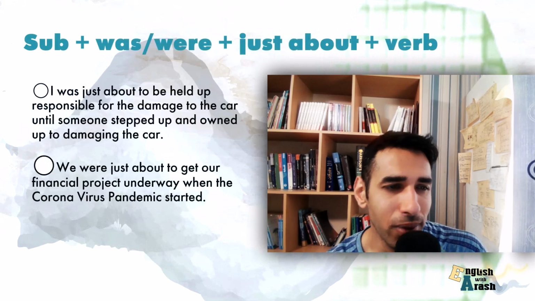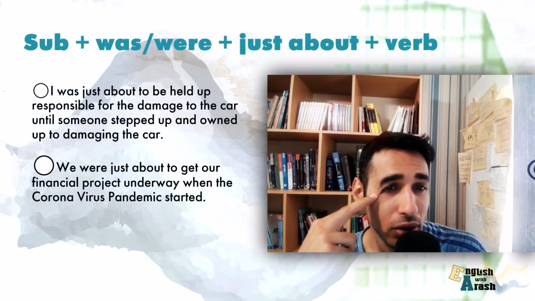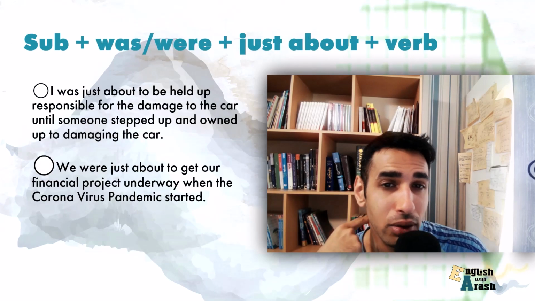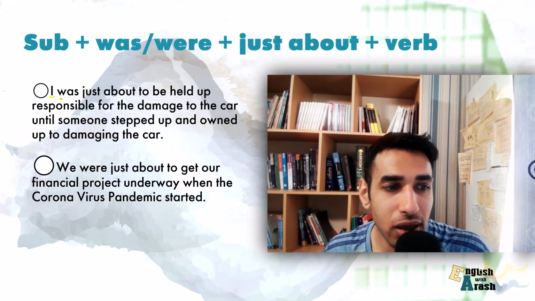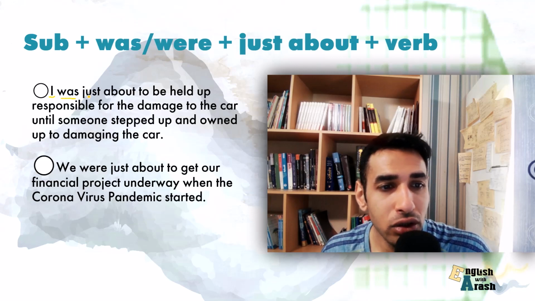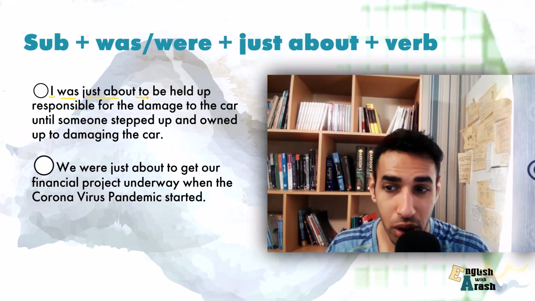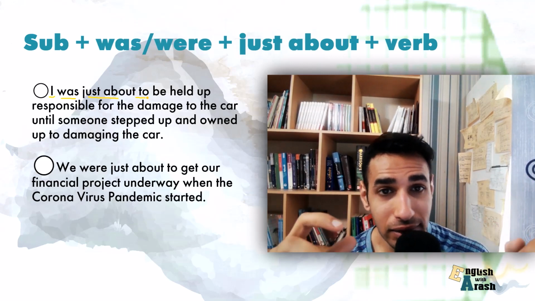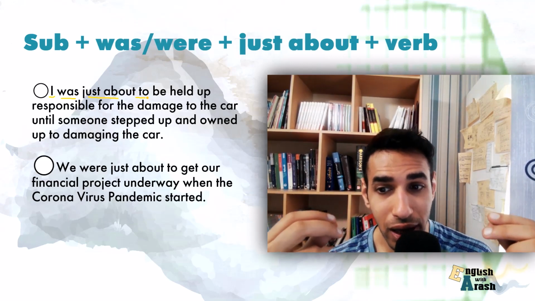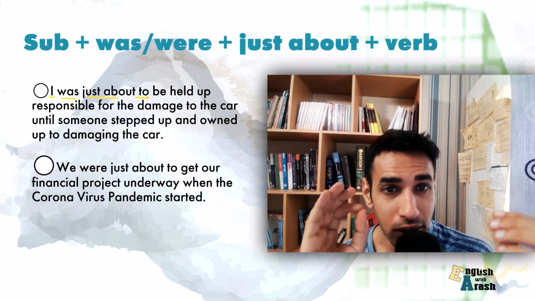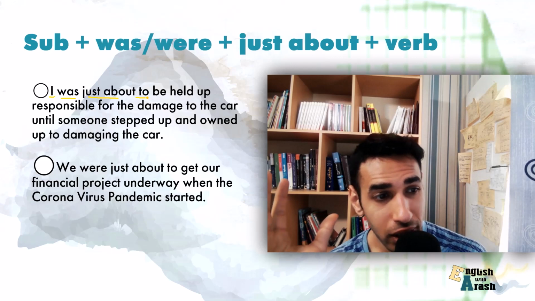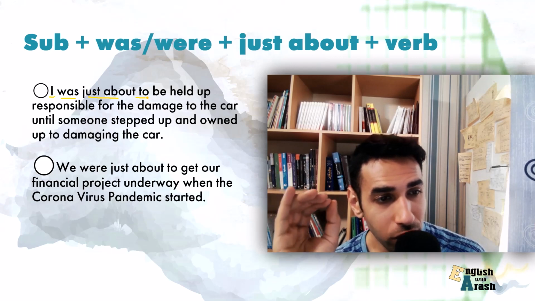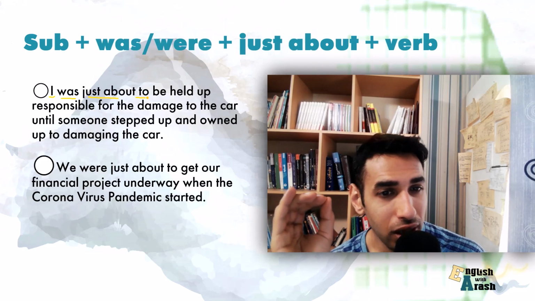And the final pattern, subject was and were, just about, to verb. The first sentence, subject I was, just about, to. We are talking about the past, and something was going to happen but interrupted. I was just about to be held up responsible for the damage to the car.